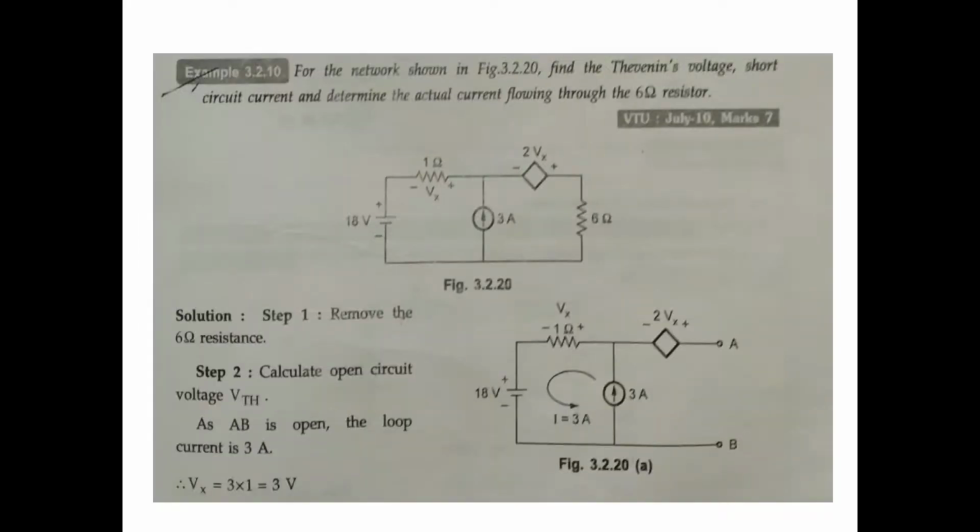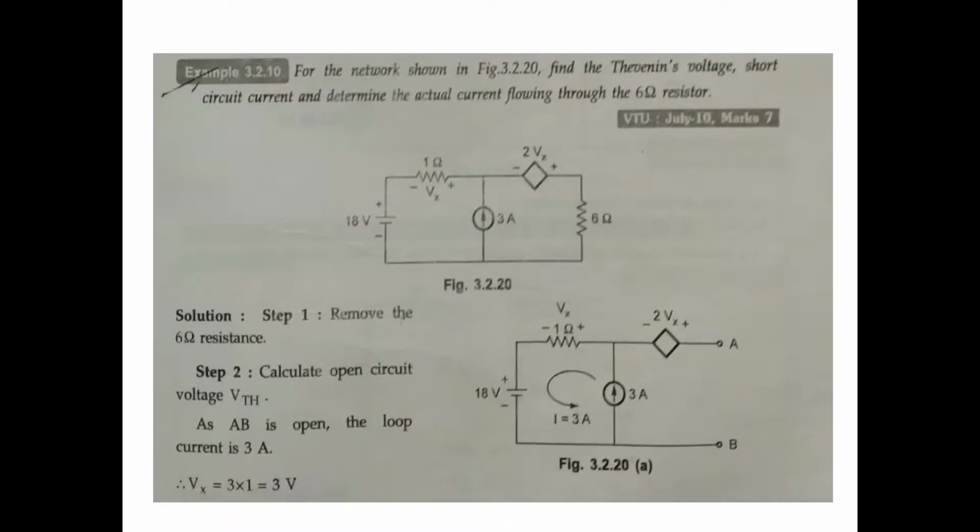The exam problem, July 2010, 7 marks. For the network shown in the figure, find the Thevenin voltage and short circuit current, and determine the actual current flowing through the 6 ohm resistance. This is opened first. Why? Because the current through the 6 ohm resistance is to be calculated. First you open it, remove the 6 ohm resistance. First step; the remaining stays as it is.